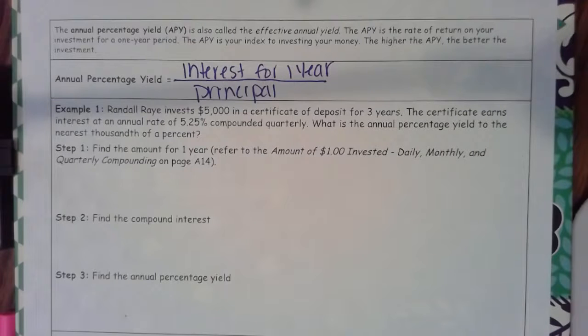Now to find your annual percentage yield, you're going to take the interest that you earn in 1 year, and this is only effective over a 1-year length of time, and you're going to divide it by that principal. So how much you earn in 1 year divided by how much you put in.